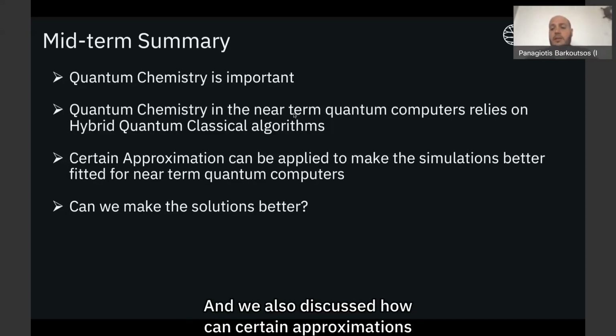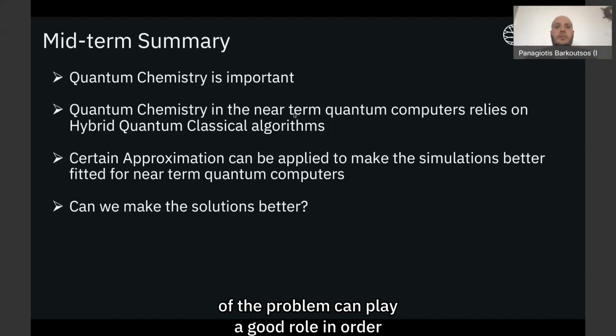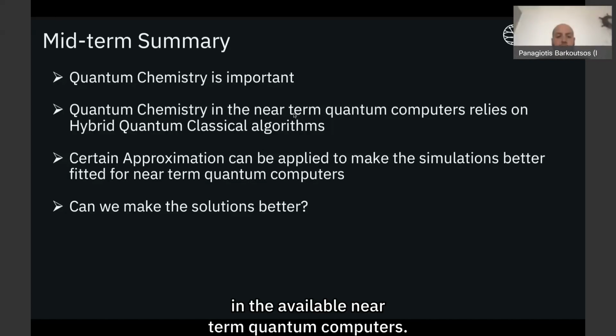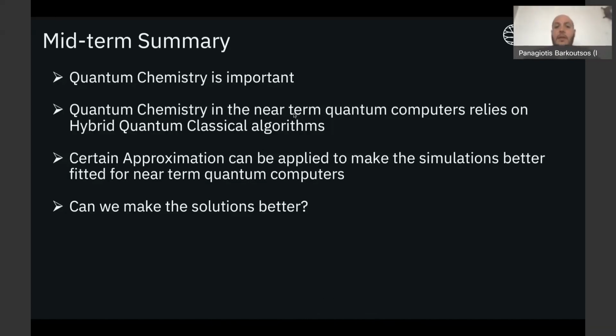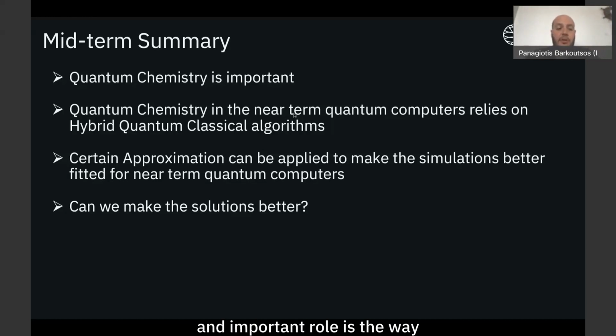And we also discussed how certain approximations on the definition of the problem and the description of all the relevant pieces of the problem can play a good role in making the simulation fit on the available near-term quantum computers. What we haven't discussed yet, and can play a really big and important role, is the way that we can make the solutions better and more accurate for future systems.